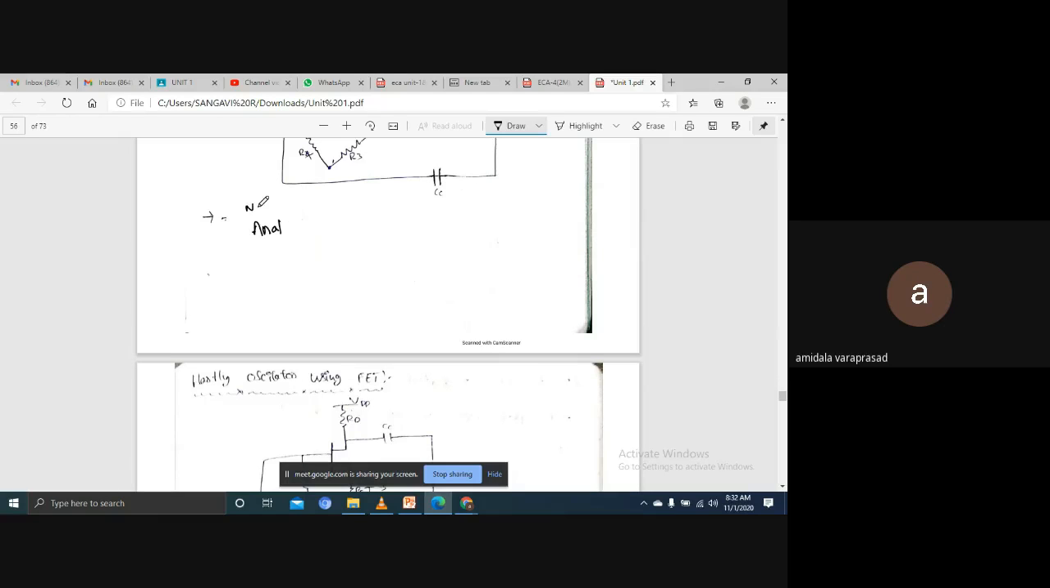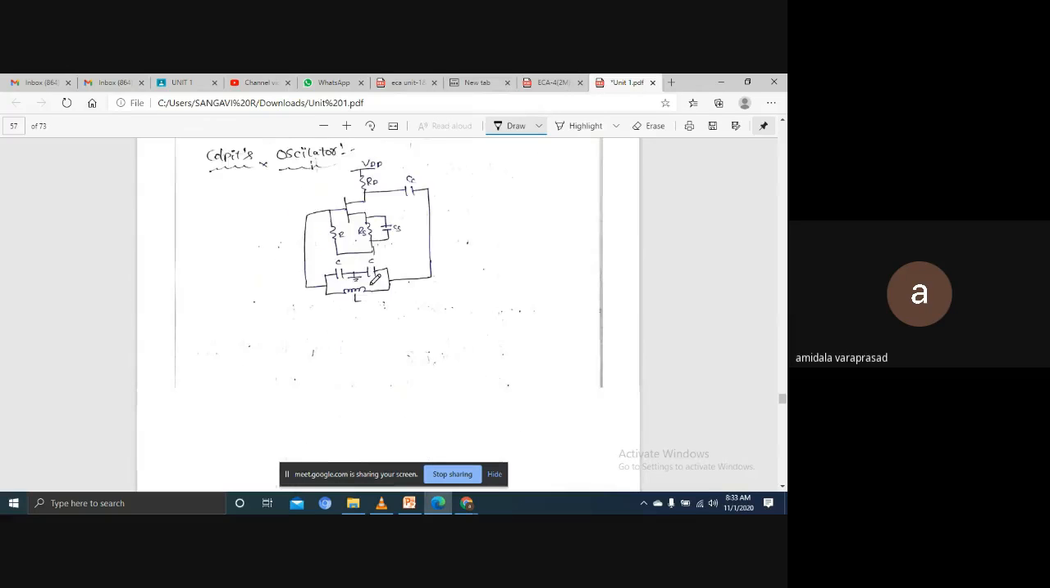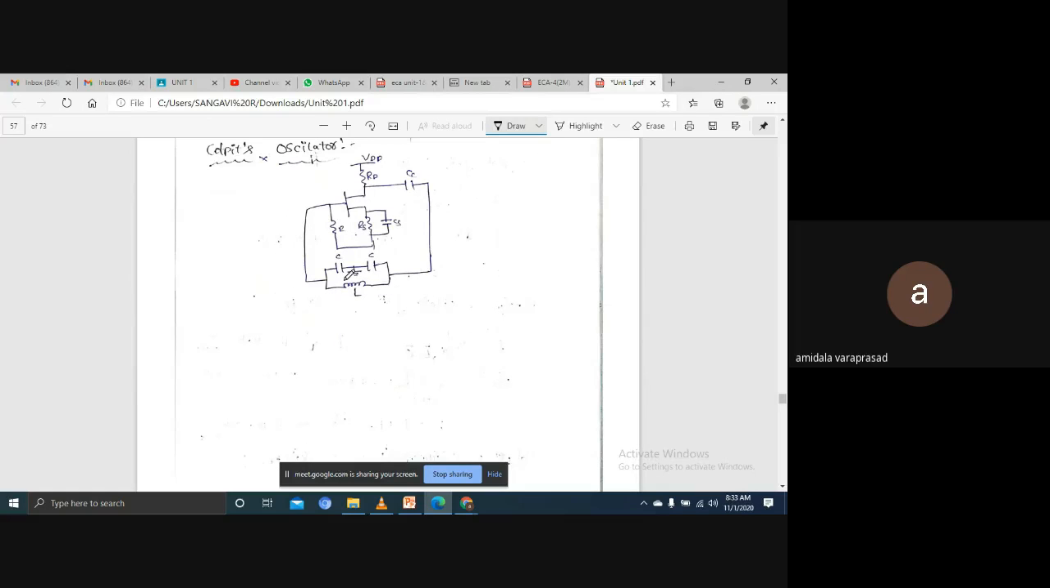Now see here, the analysis is the same as the Wien bridge oscillator using BJT. Please keep it in mind. And here also the Hartley oscillator. The circuit will change, the amplifier circuit will change, but the analysis is the same. The Colpitts oscillator also has the same analysis, only the circuit changes.